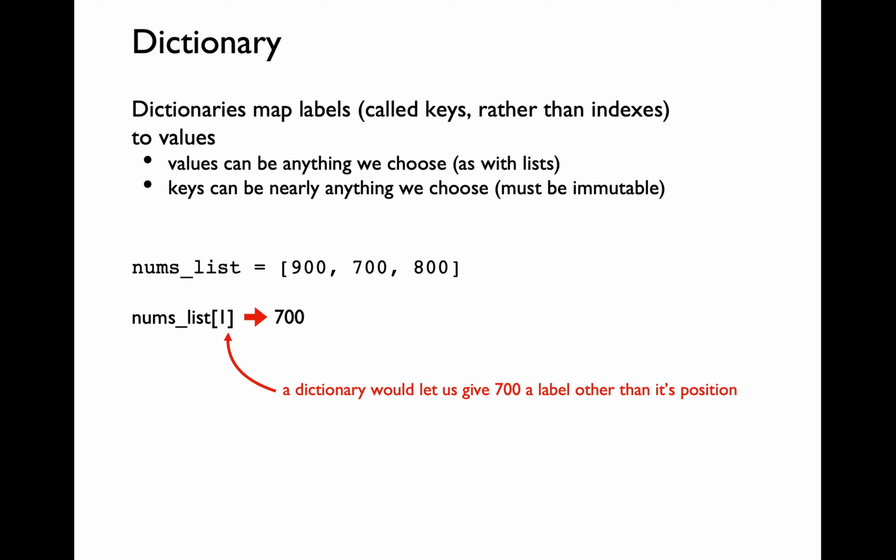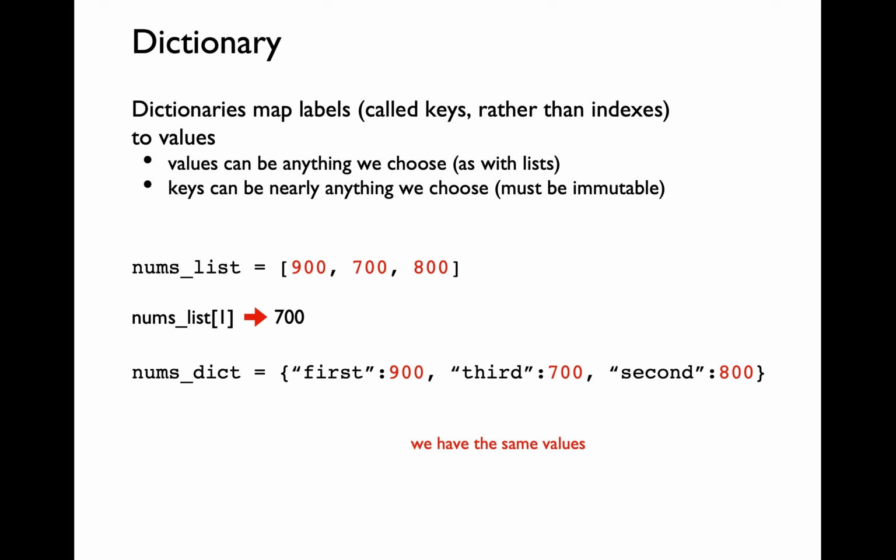Let's consider a list example here, which is nums_list, which is storing 3 items of 900, 700, and 800. Recall that if you want to extract the item 700, you can perform indexing by saying nums_list of 1. A dictionary would let us use different labels instead of the fixed index positions of 0, 1, and 2 here. Let me define a counterpart example for a dictionary here. I'm going to use the variable name nums_dict. nums_dict is storing the same values as nums_list.